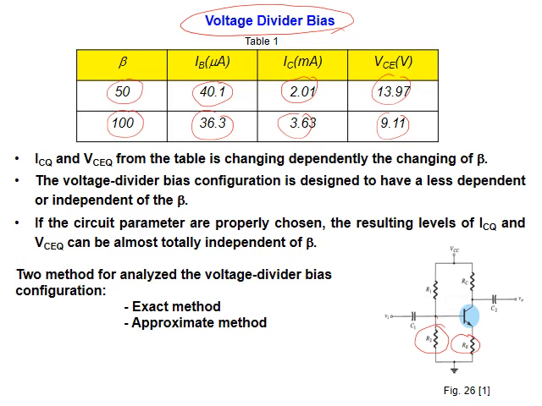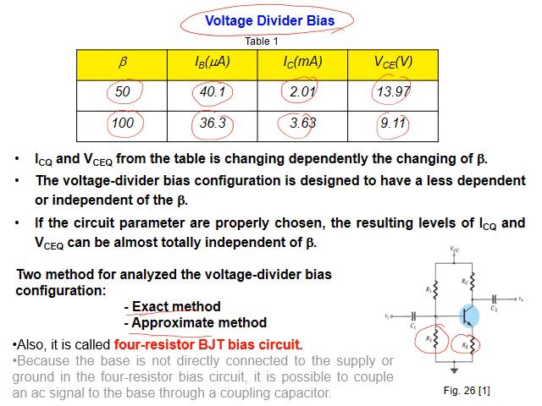Now, how do we solve or analyze the circuit? We have 2 methods. One of them is the exact method, and the second is the approximate method. I think the names are clear. What is the meaning of exact and approximate? We will discuss them. Have a look.